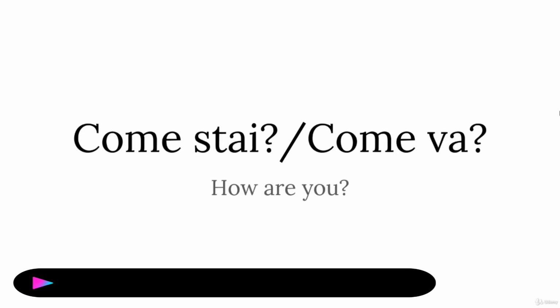Okay, then how about you want to ask someone, how are you? So in Italian, there are two ways to ask these questions. The first one is come stai? And that literally means how do you stay? Yes, we use the verb to stay instead of the verb to be. I know it might sound weird, but that's how it is. Come stai?